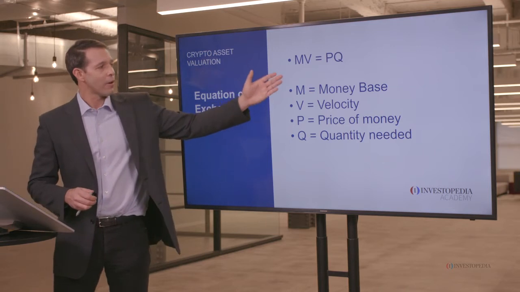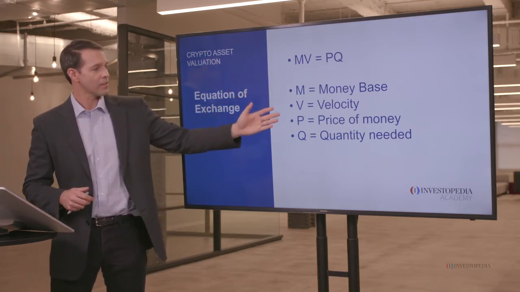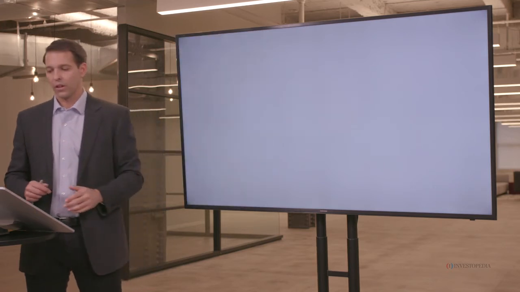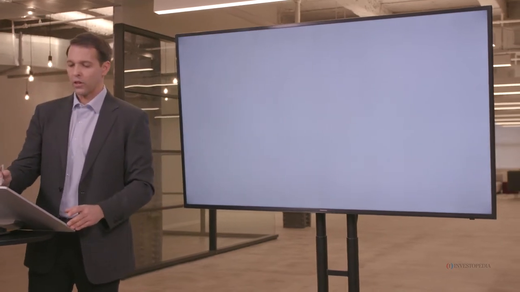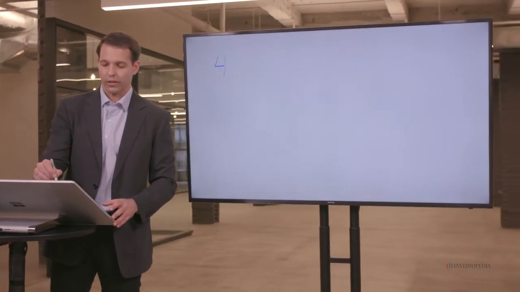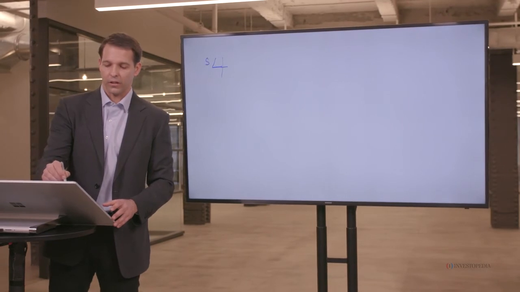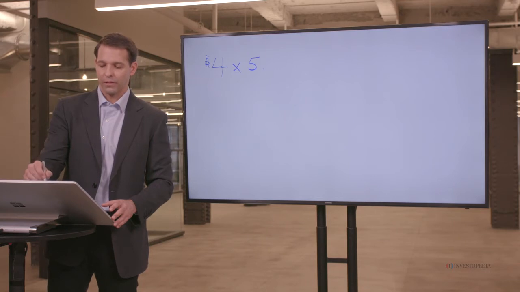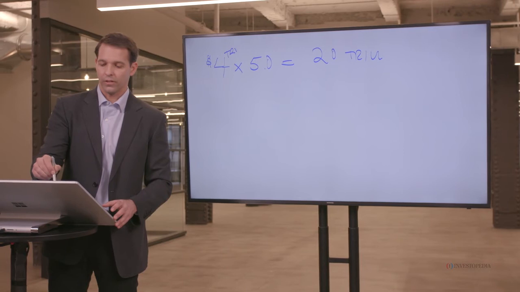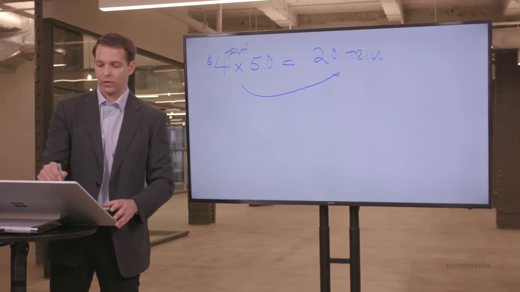Now, I gave you MV equals PQ, that's money base times velocity equals the price of money times the quantity needed. So let me go over this. In the US system, we have a money base of about 4 trillion US dollars, and we multiply that by a velocity of about 5, and this is equal to our GDP. So our GDP in the US is about 20 trillion. So 4 trillion here times a velocity of 5 gives you 20 trillion.